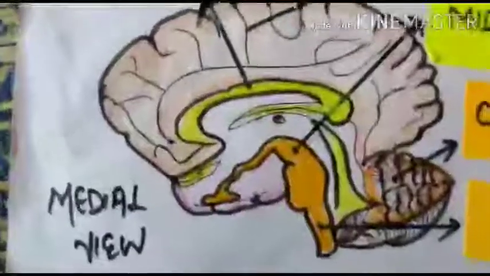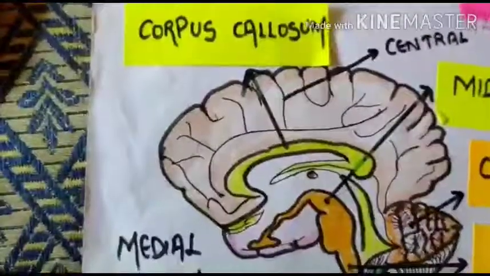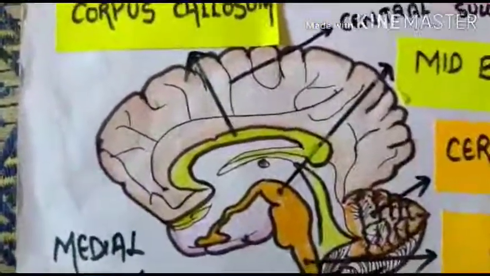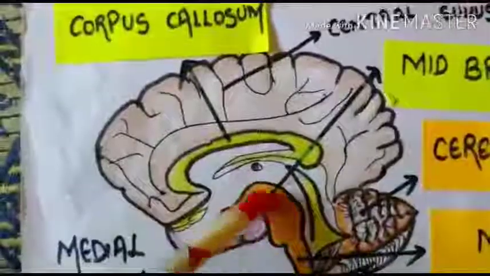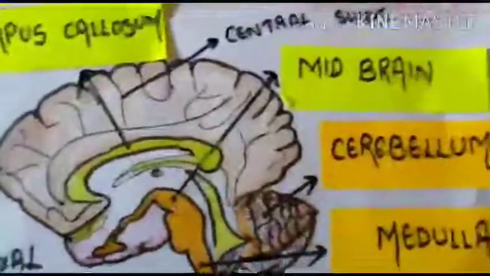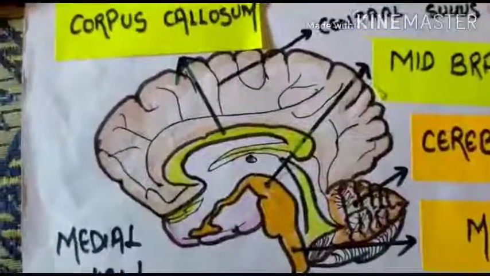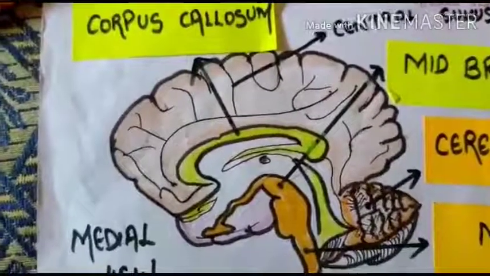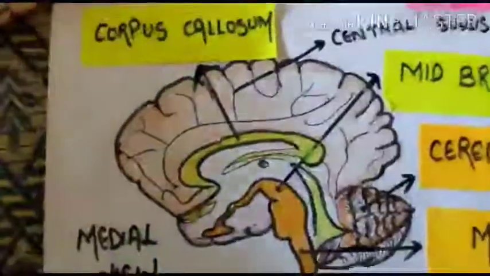Next we are showing the medial view. Medial view of the brain, that means here medial means towards the midline. Here we are showing first of all the midbrain. This one. The midbrain is the topmost part of the brain stem, associated with vision, hearing, sleep, wakefulness, etc.